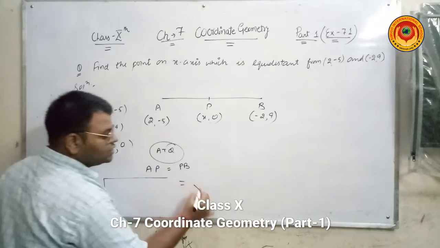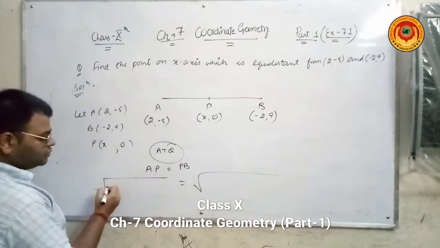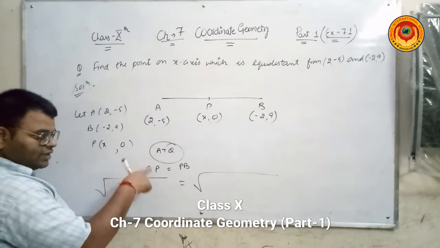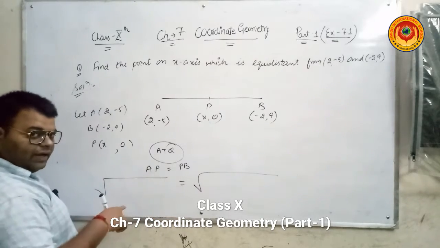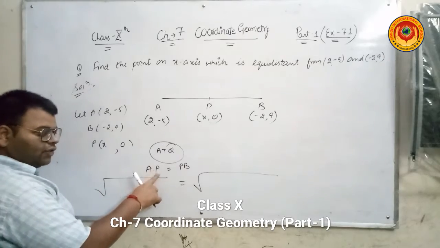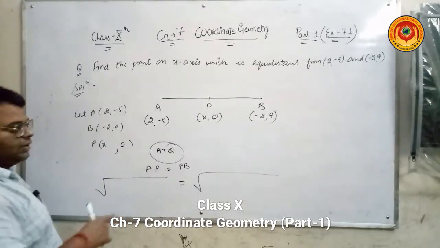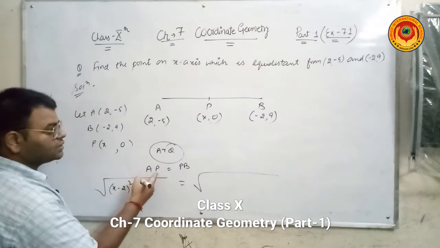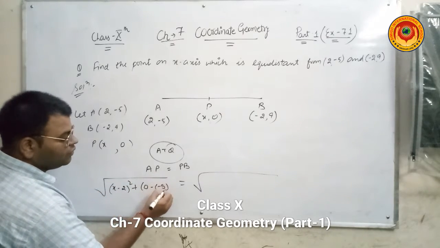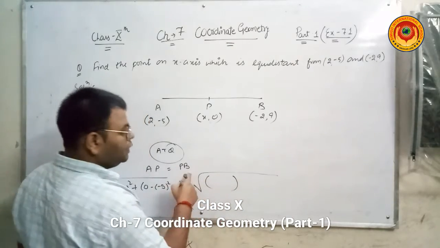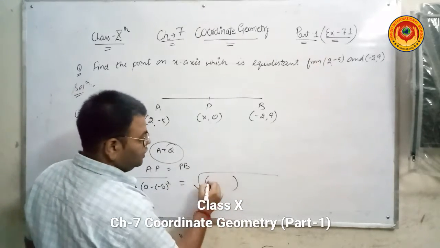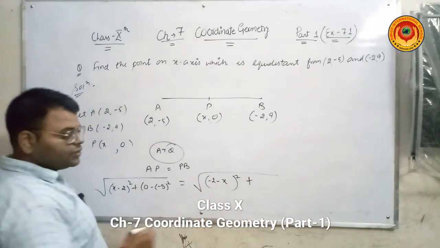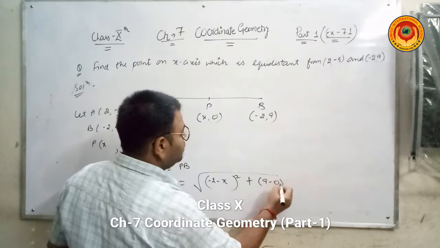So use the distance formula. What is AP? Coordinates of P and coordinates of A. Subtract the coordinate of A from P. Why? Because we have to subtract the coordinates of the first from the second. So what does this become? x minus 2 whole square plus 0 minus minus 5 whole square. Here PB from B minus 2 comma minus 2 minus x whole square plus 9 minus 0 whole square.